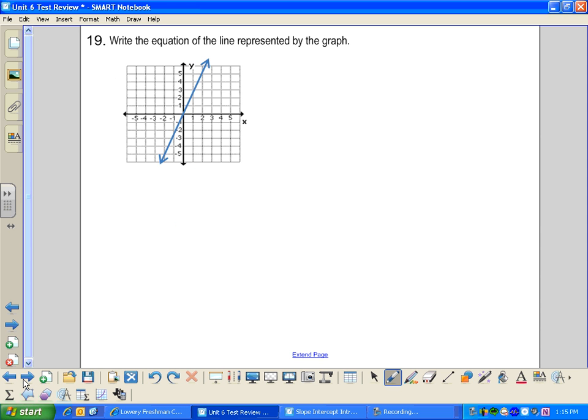Write the equation of the line represented by the graph. All right, let's find my slope. Let's find my y-intercept. My y-intercept's right there, so it's intersecting the y-axis at 0. For my slope, I'm going to pick 2 points that I can recognize. I'm going to walk on the wild side: this point and this point. Here we go. Have a little bit of fun here.